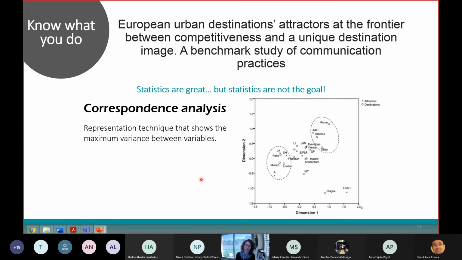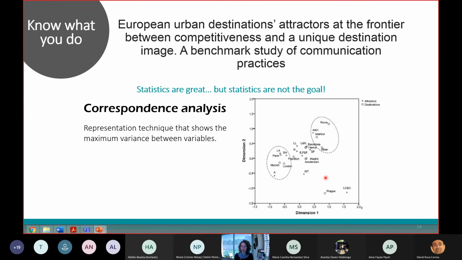So correspondence analysis, for those who are not familiar with it, is a representation technique that shows the maximum variance between variables. So in a two-axis plot, you'll clearly see, if I were to compare the cities according to two variables, whether they have more accommodation or more leisure activities, you would place the cities in a two-dimensional space.